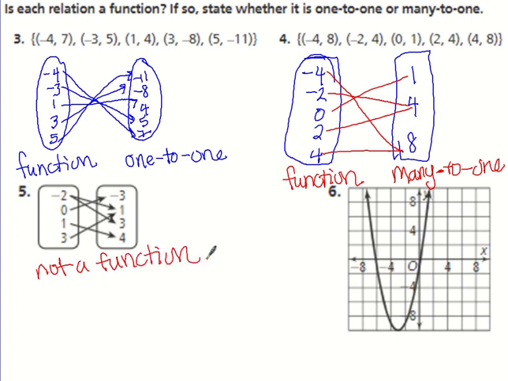Because it's not a function, I don't care about the one-to-one and whatnot. It's because right here, if you notice, there's a double arrow on -2. That means that that x has more than one y, and it's not a function.